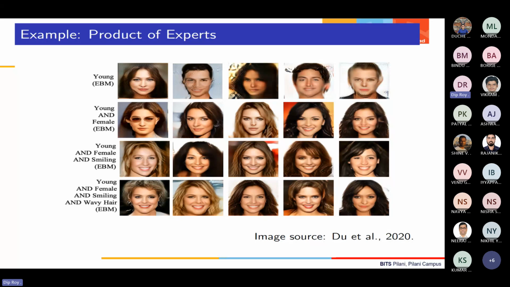So if you see on the top, there is an EBM which basically tries to generate young people, and then you have an EBM which tries to generate young and female, then young female smiling, and then young female smiling with wavy hair. You see that they are doing a pretty decent job, and this is, by the way, an old model. So energy based models are doing a pretty decent job.